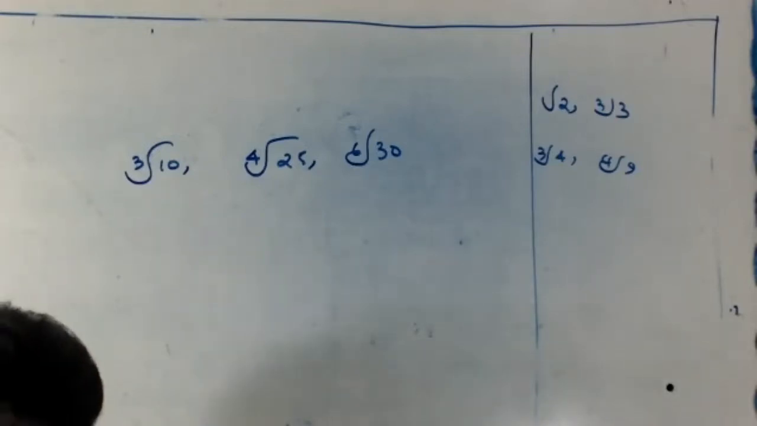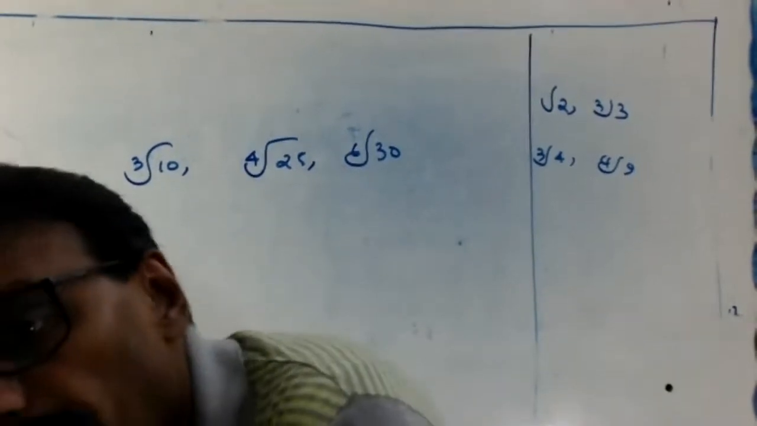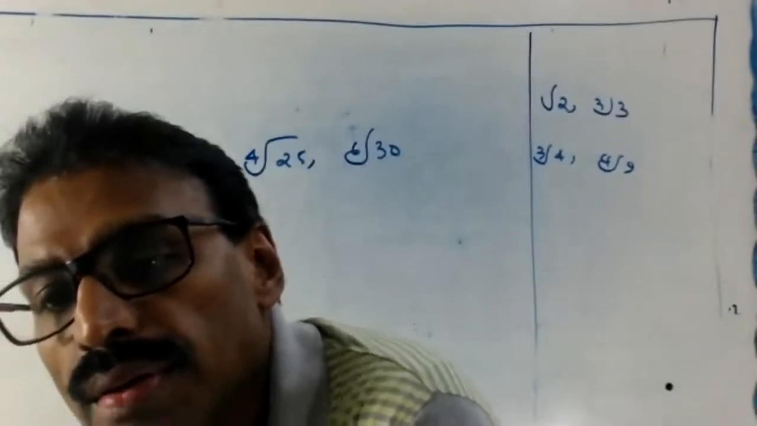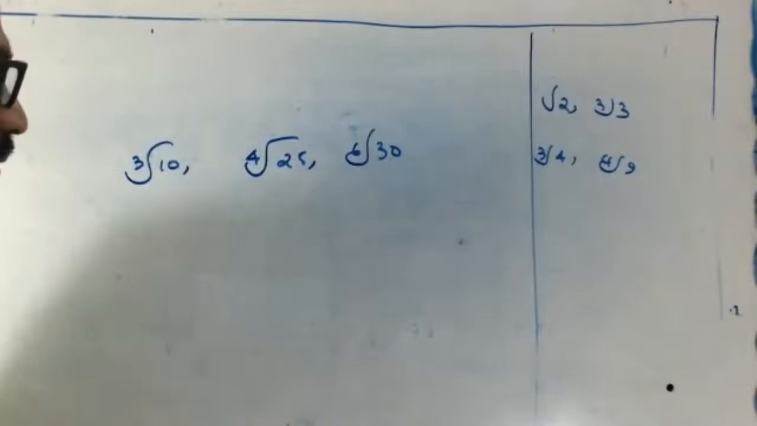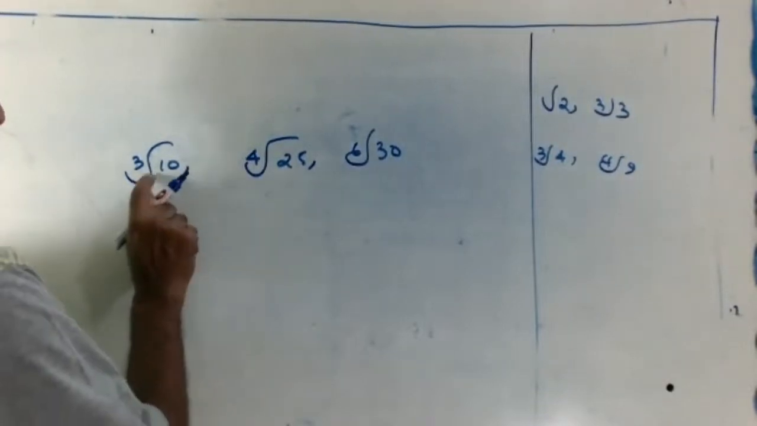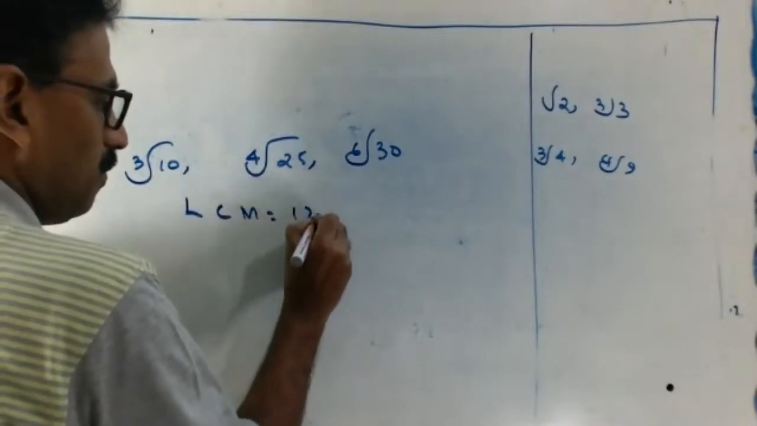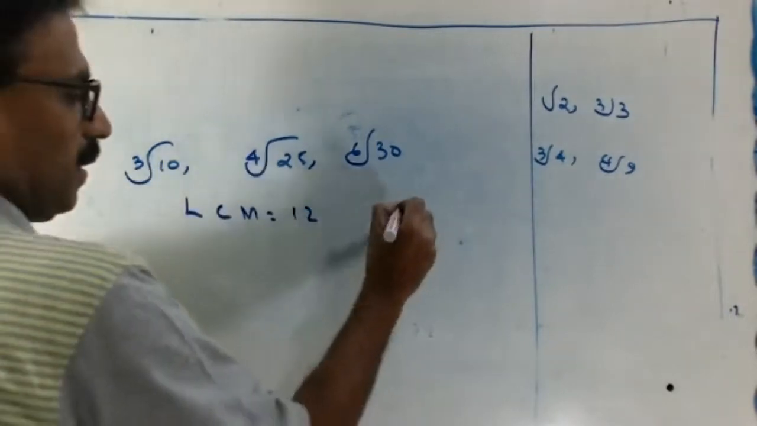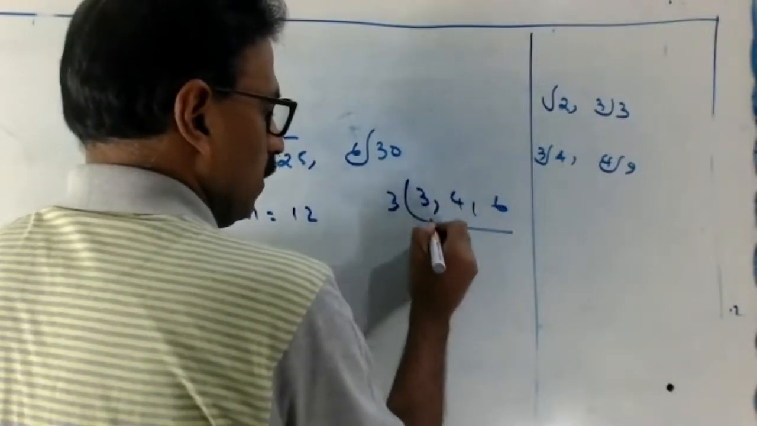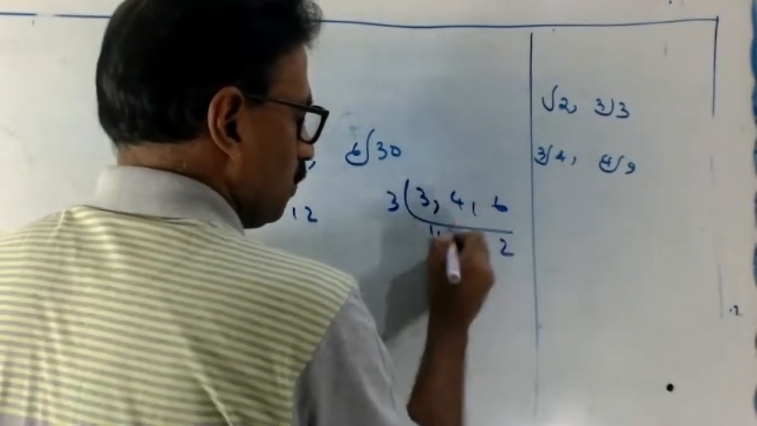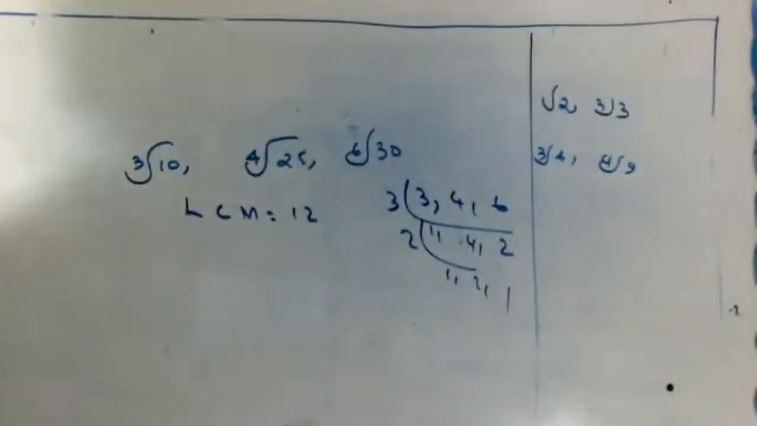Okay, so look here. Listen now. First of all, LCM again 12. Correct or no? LCM is 12. 3, 4, 6. 3, 1, 4, 2. 2, 1, 2, 1. Okay, LCM is 12.